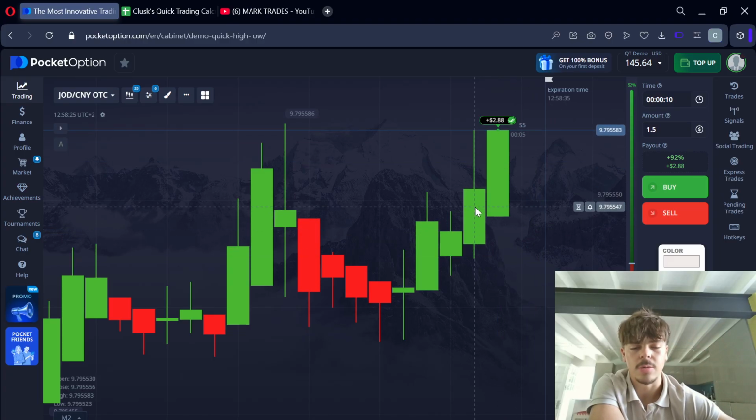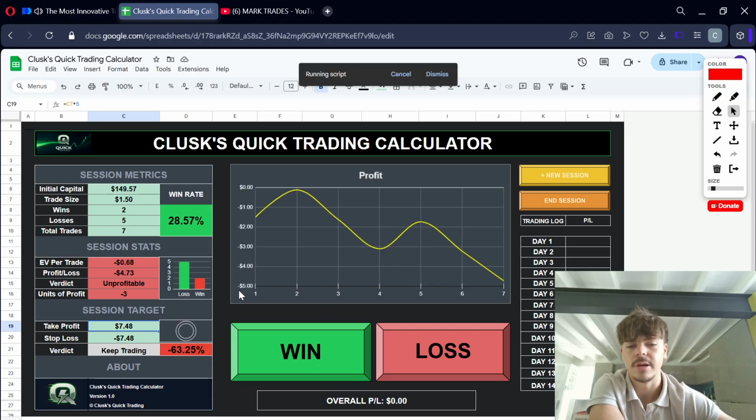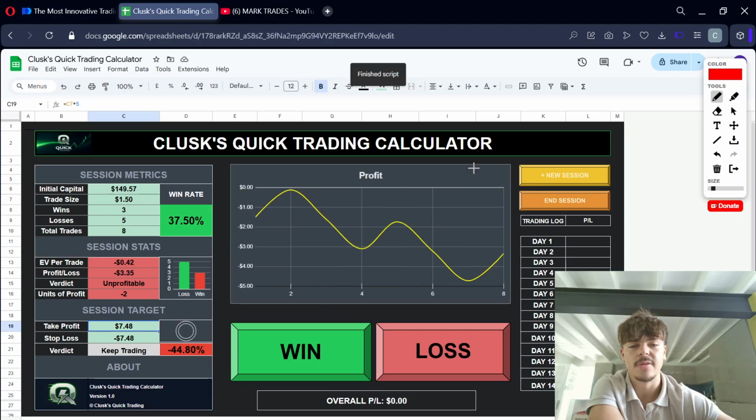Here we go. Looks like a winning trade. There we go. That was pretty good. But so far, the edge is negative, right? We're going down more than we're going up. We're having big losses, small recoveries, big losses.